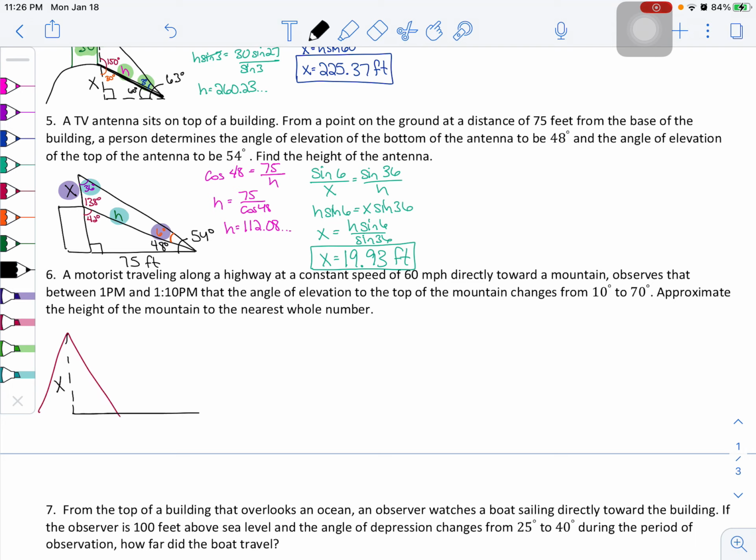And we have, let's say, a road, and we have this car that is looking up at the top of the mountain, and this angle is 10 degrees. The car gets closer, okay? It's driving towards the mountain. And it notices that the angle of elevation changes to 70 degrees. How tall is the mountain?